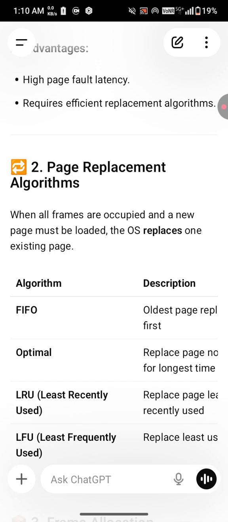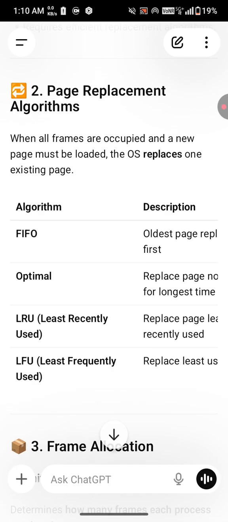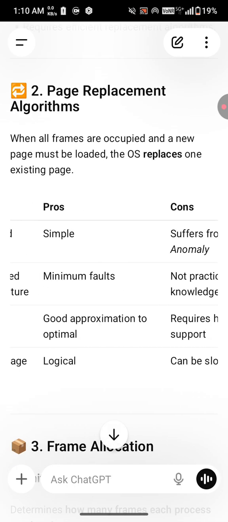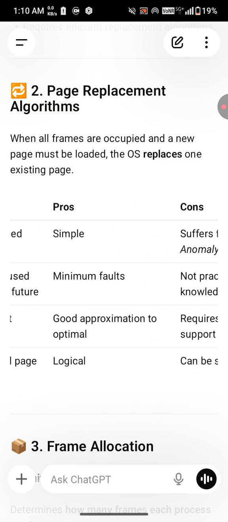Some algorithms are used by today's tech. Those algorithms are FIFO, optimal, LRU, LFU. FIFO, first in first out; LRU, least recently used; LFU, least frequently used. So here are some descriptions, pros and cons.